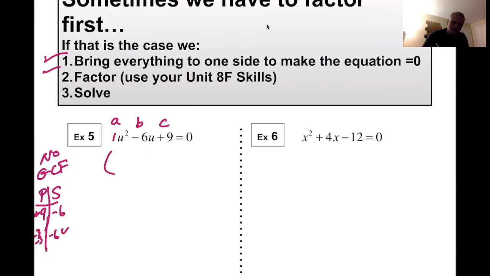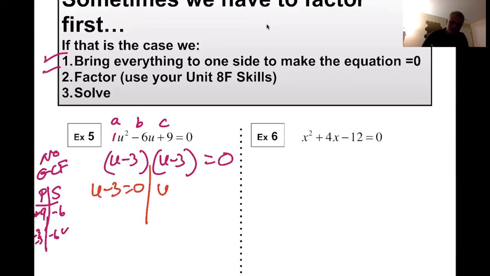So I'm going to factor this, put my equals 0 at the end. So I've got u minus 3, u minus 3. Fully factored. That's from 8f. Now, to bring you into 8, we are going to solve. So something times something equals 0. Well, each of those somethings could be 0.